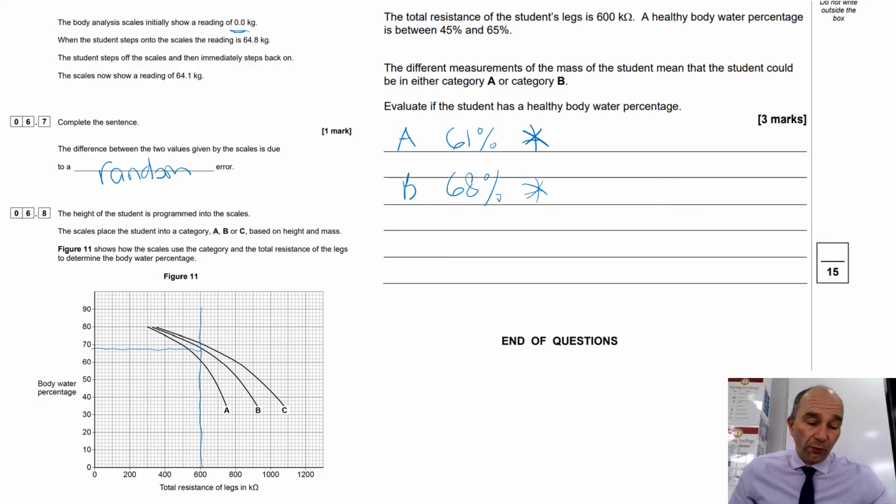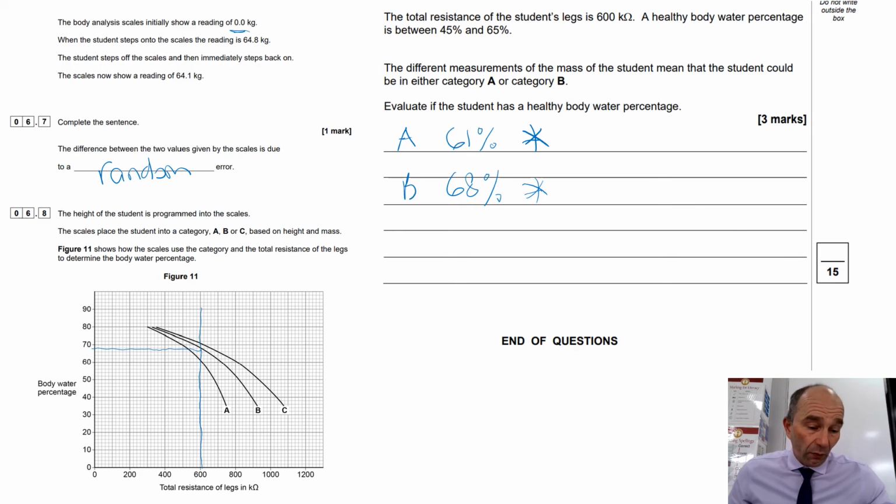And that's where the third mark came from. So, like I said, the first 2 marks: calculate the water percentage for A, 1 mark. Second mark, work it out for B, and then make the point that whichever category, it could be healthy, it could be unhealthy, depending on whether the person is actually in category A or B.